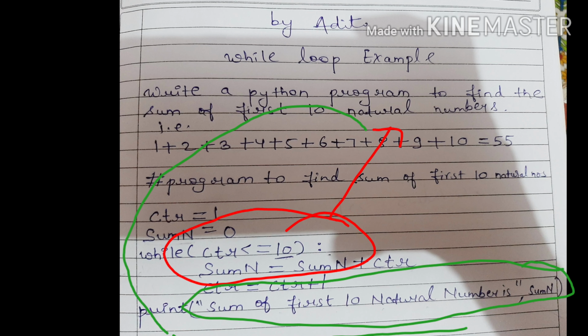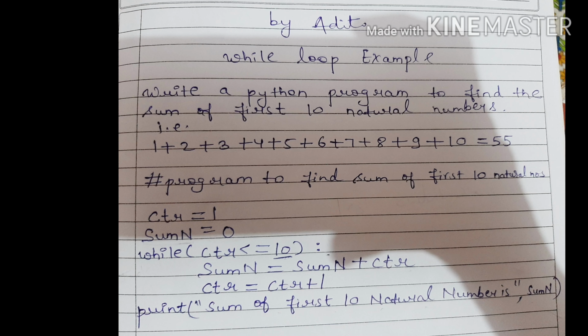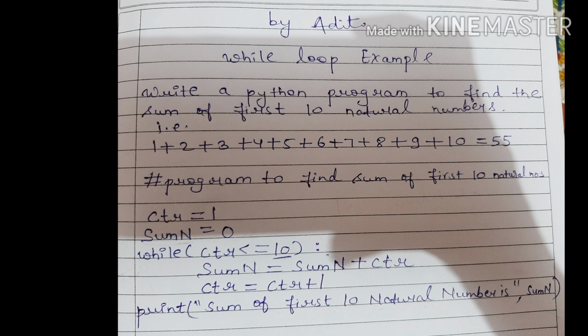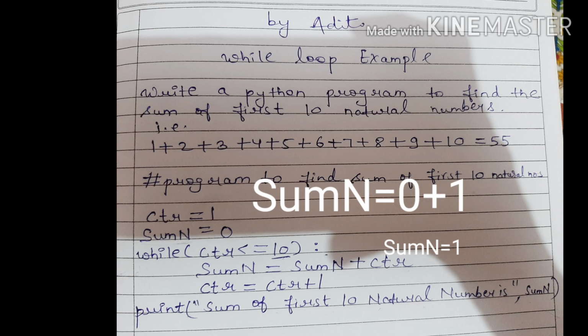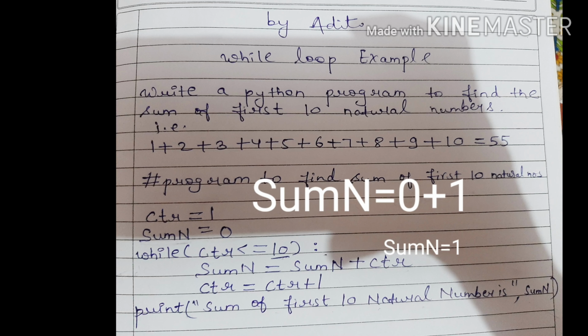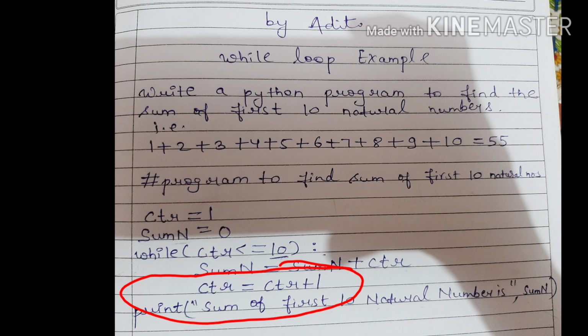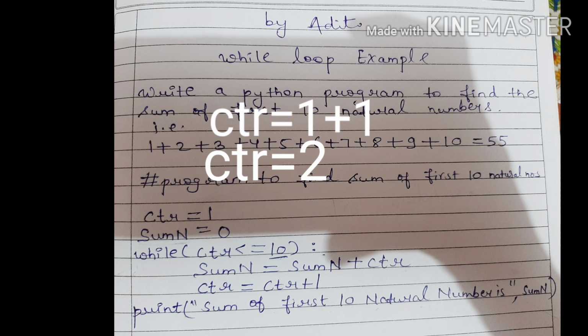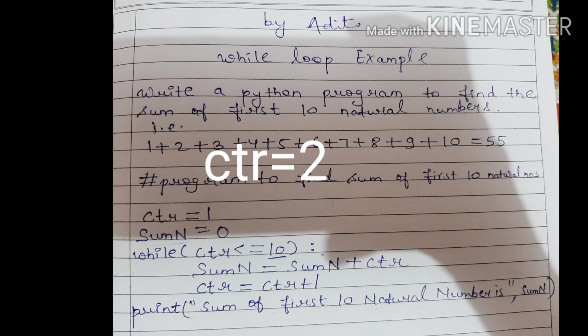As we know that 1 is less than equals to 10, so it will go inside the body of the while loop, that is sum n equals to sum n plus ctr. Initial value of sum n is 0 and ctr initial value is 1. So the new sum n value will become 1. Now again increment the value of ctr by 1. We know that ctr initial value was 1. So 1 plus 1 becomes 2. Now ctr value becomes 2.